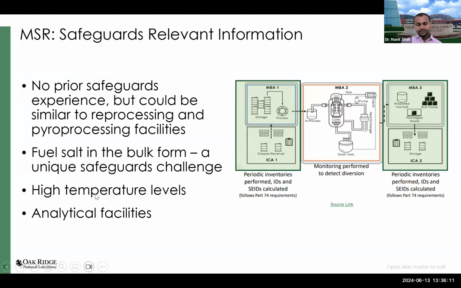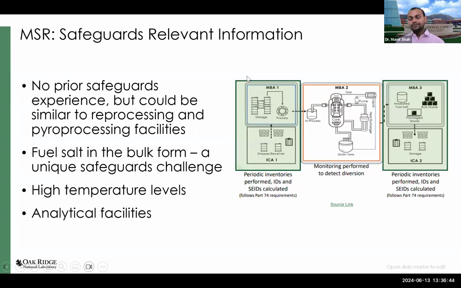High temperature levels, about 700 degrees Celsius, so maybe 1000 Kelvin, 1100 Kelvin-ish. Analytical facilities will be required on site to check the pH levels in the system as well as for any monitoring purposes. So it brings another aspect to the reactor facility that is not common in the current set of reactors.